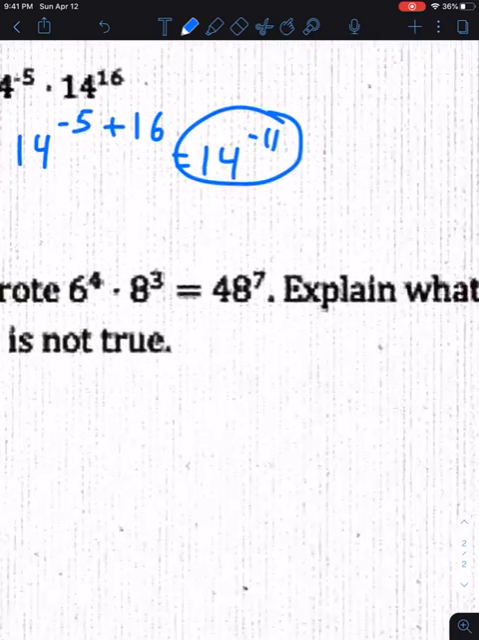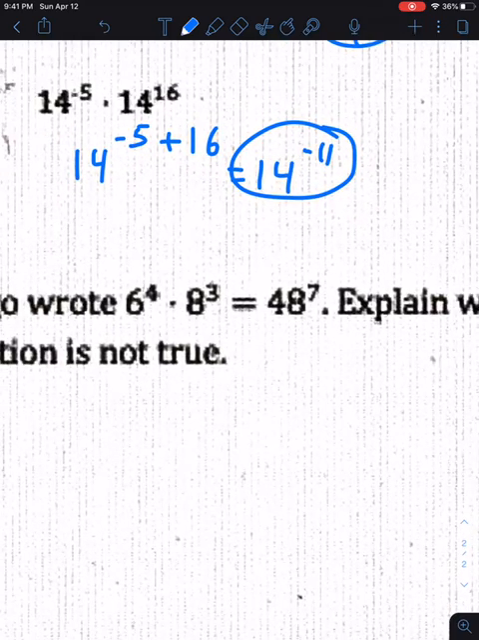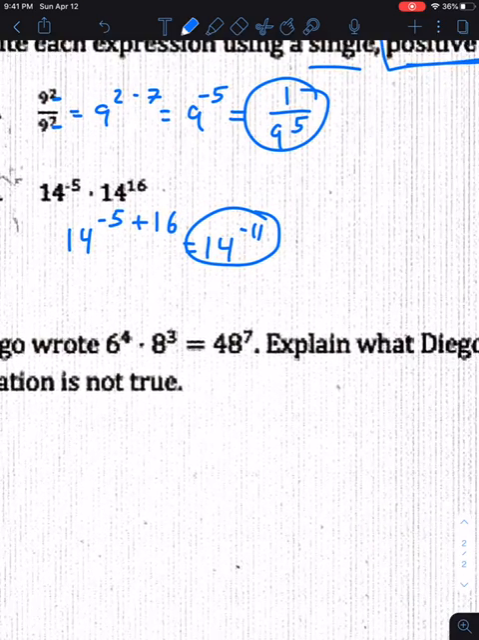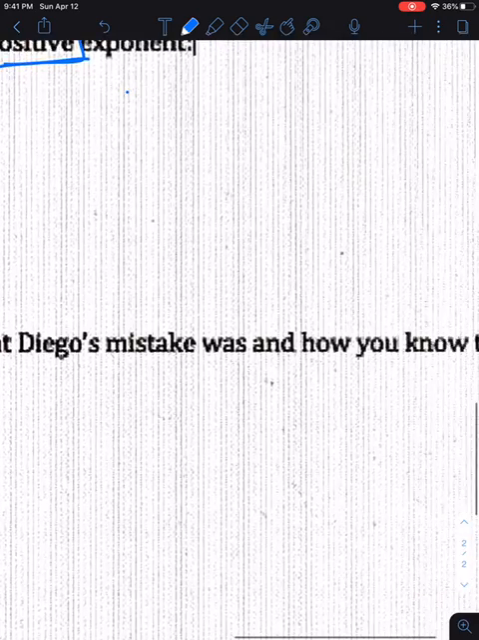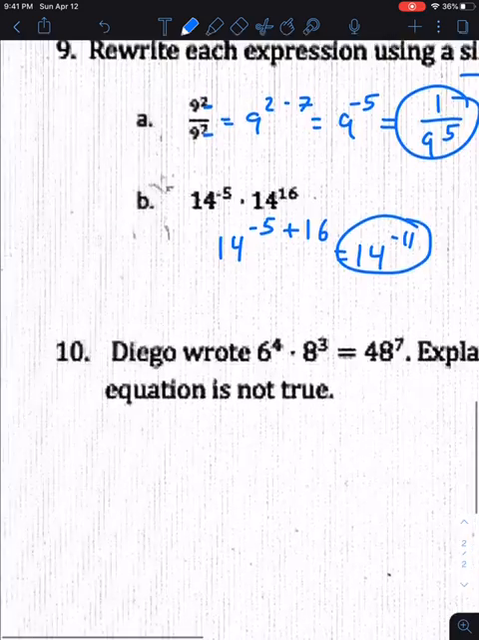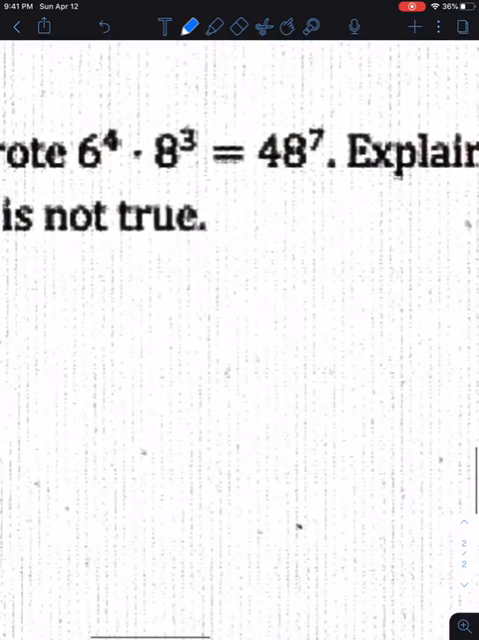Diego wrote, oh man, he did do this wrong. Okay, so 6 to the 4th times 8 to the 3rd equals 48 to the 7th. Okay, what was Diego's mistake and how do you know? All right, so here's Diego's mistake.